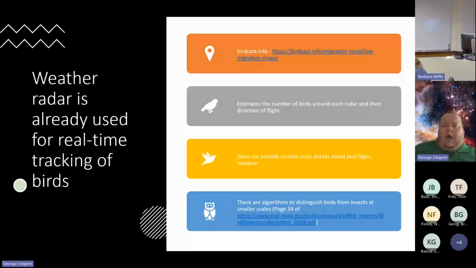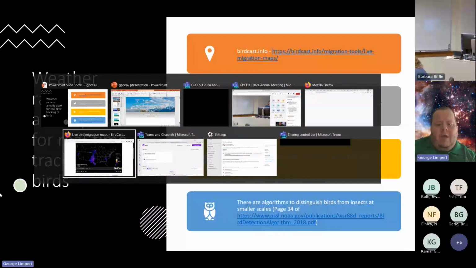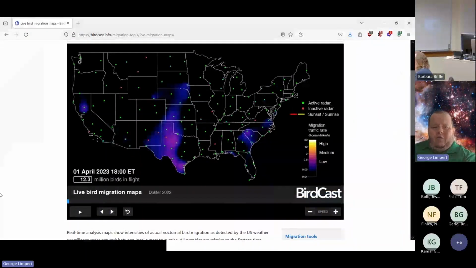And I want to show an example of how this is already done. It's not nearly as precise spatially as what I showed you here, but I'll show you an example. This is a loop from April 1st and April 2nd of 2023, on a site called birdcast.info. What they're doing here is trying to track the concentration of birds in different parts of the US and get an idea of where they're going. I'm just going to play this loop for you, and you'll see as you go through the day.